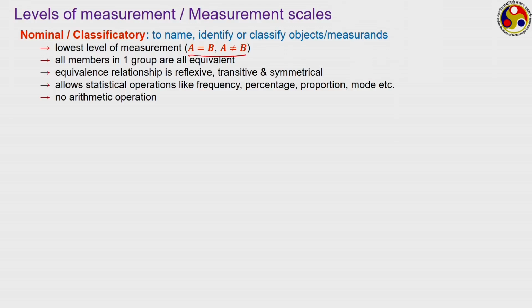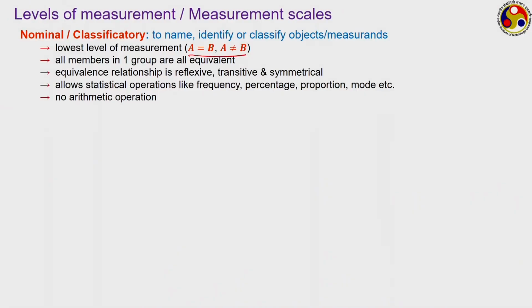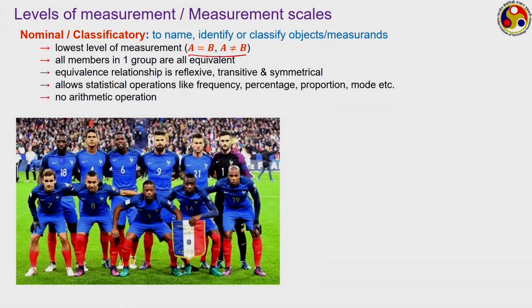It is generally used only to name, identify or classify different objects or measurements without properly quantifying them, I should say. All members in a single group are considered to be equivalent. Like one example, here you can see this is a football team, everyone is having a jersey number, but the numbers given on their jerseys, like 6 and 7, do not tell anything about these persons. It is not saying that the person wearing jersey number 6 is a better player than the one wearing 7, or the one wearing 7 is a better player than 6.